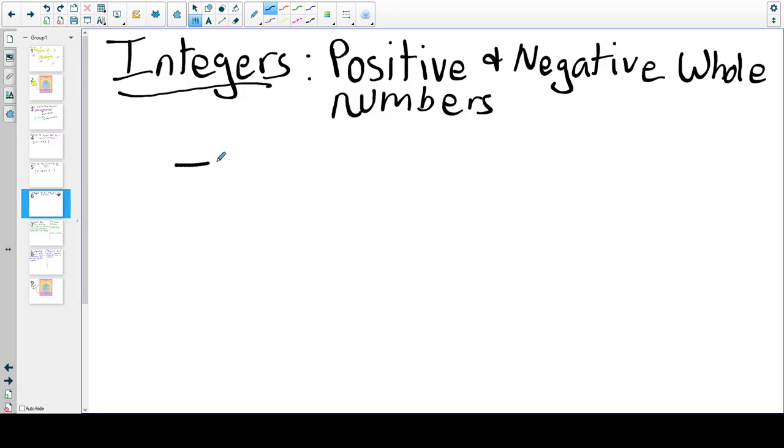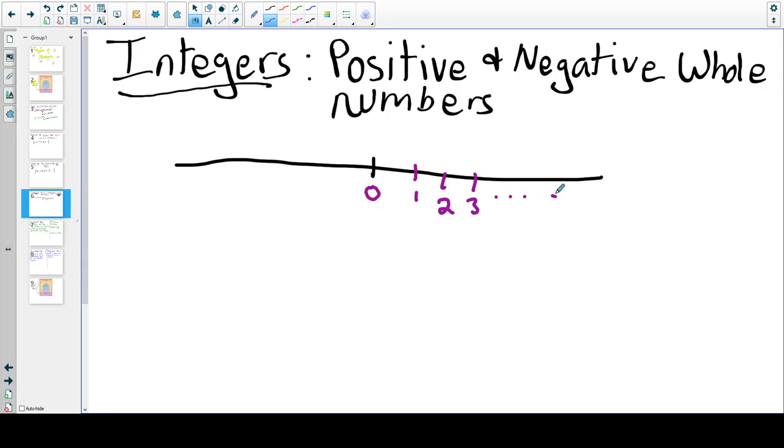So if I have a straight line and my whole numbers, normally we start here at 0. Then we go 1, 2, 3, and so on and so forth. Integers are saying, well, let me put an arrow, we can go the other way now. So before 0 is -1, -2, -3, and so on and so forth infinitely.